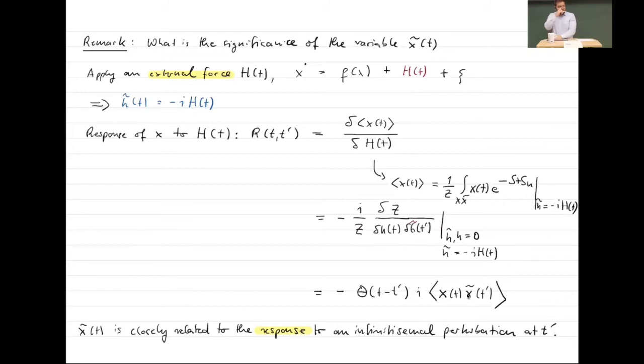Somehow the response of the system with respect to an external force, or an infinitesimal external force, is given by how the x tilde couples to x. So it is related to an infinitesimal response of the field x with respect to a small perturbation. And that's why this field x tilde is also called the response field. Just a little bit of intuition: very often these conjugate variables in some way encode the noise.